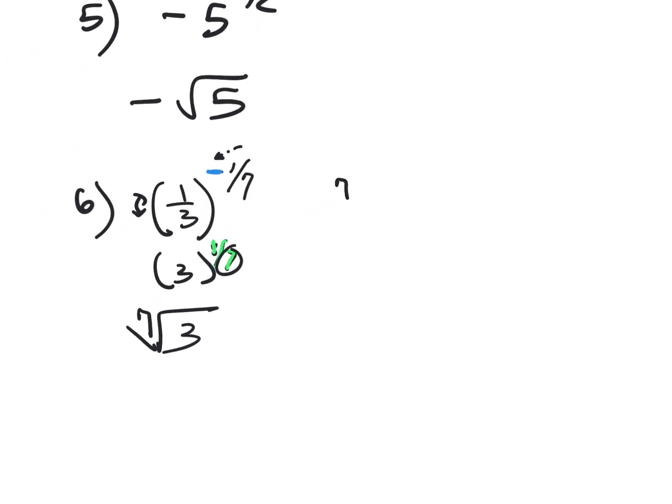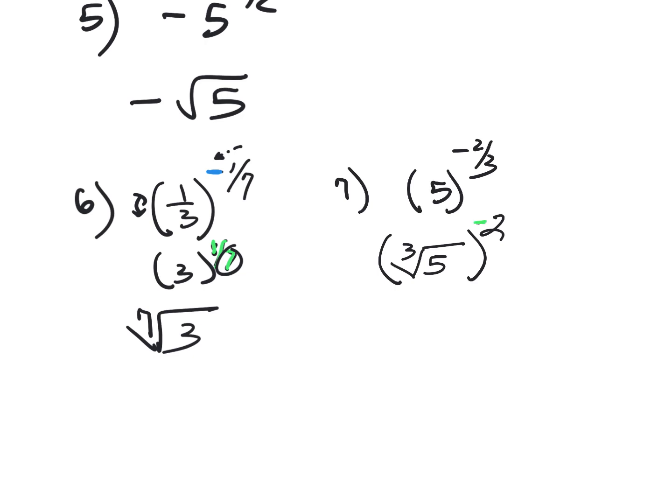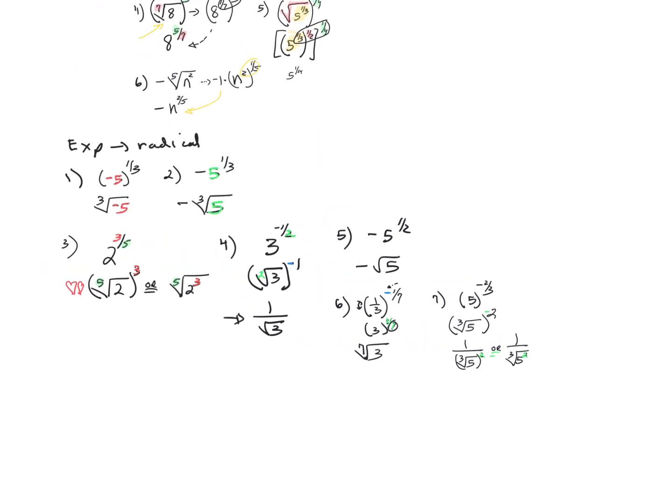Compare that to problem number 7, where you have 5 to the -2/3 power. You can think of that as the cubic root of 5 to the -2nd power. And then you can't have a negative exponent, so that would be 1 over the cubic root of 5 squared, or you could write it as 1 over the cubic root of 5 with the squared inside the radical versus outside the radical. So it's good to know both of those, right? So that's just a little examples of going from exponential to radical and radical to exponential.